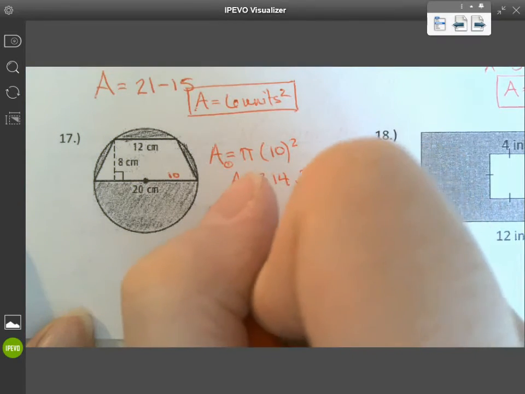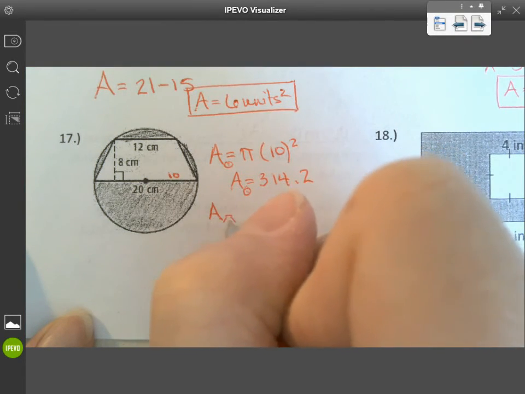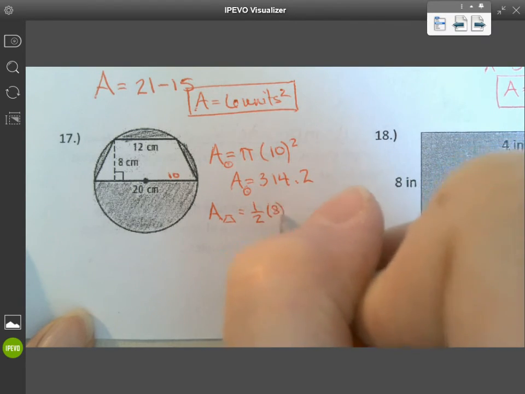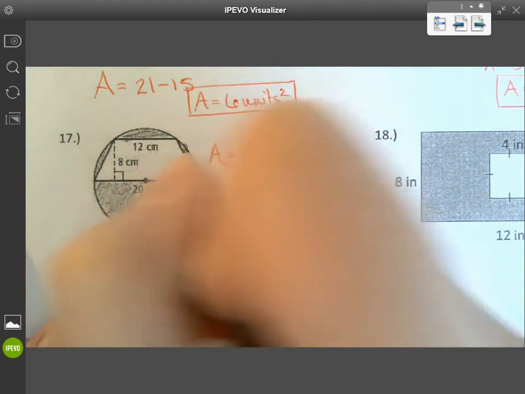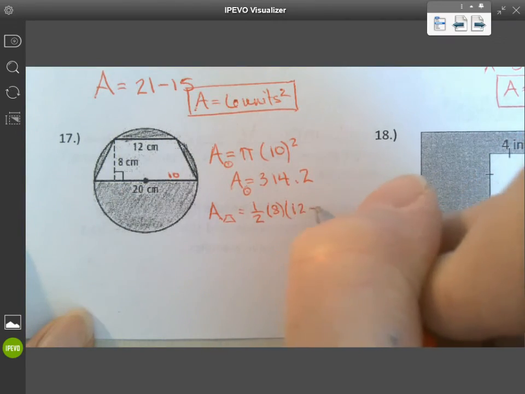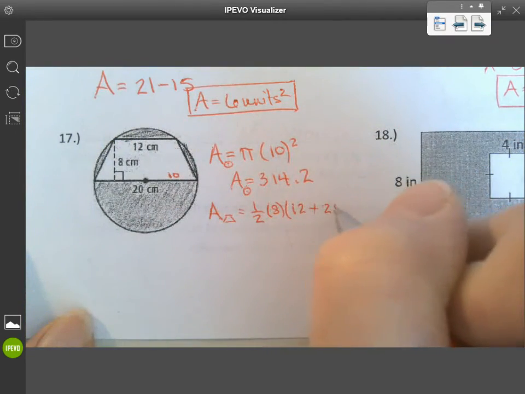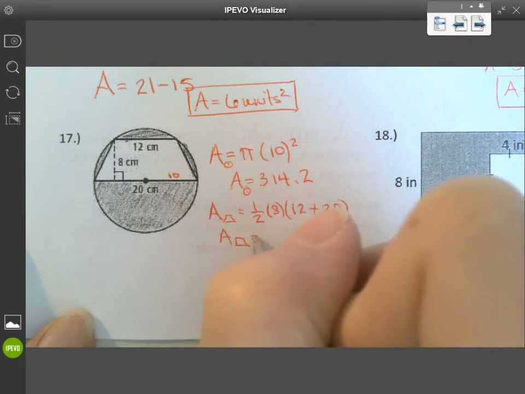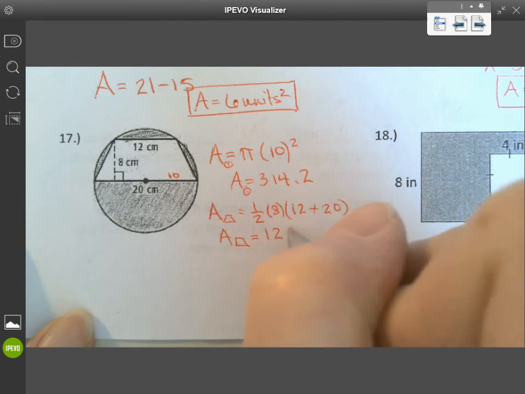And then I need to find the area of the trapezoid, and that's going to take a little more effort. That is 1/2 the height, which is 8, and then base 1 plus base 2. So that's 12, and make sure you use the full 20 for base 2. And so the area of the trapezoid is 128.